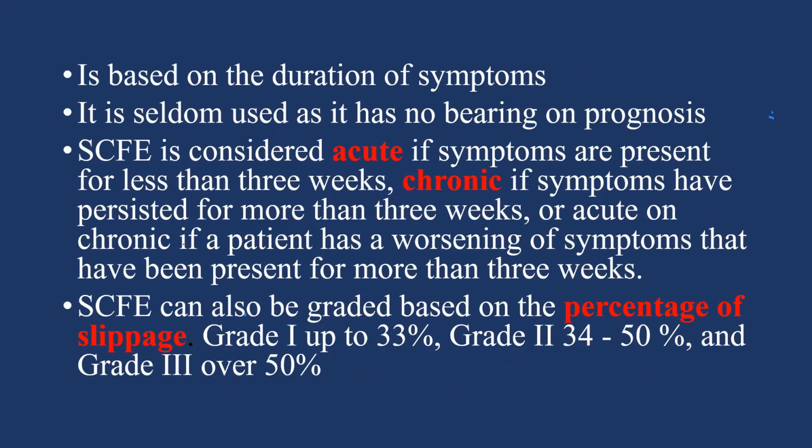The temporal classification is based on the duration of symptoms. It is seldom used as it has no bearing on prognosis. It is considered acute if symptoms are present for less than 3 weeks, chronic if symptoms persist for more than 3 weeks, or acute on chronic if a patient has worsening of the symptoms that have been present for more than 3 weeks. Slipped capital femoral epiphysis can also be graded based on the percentage. So you have to be careful about this.